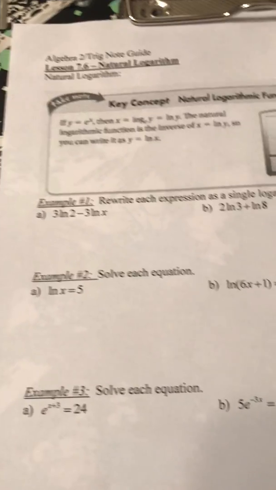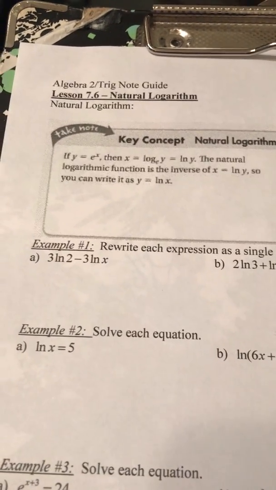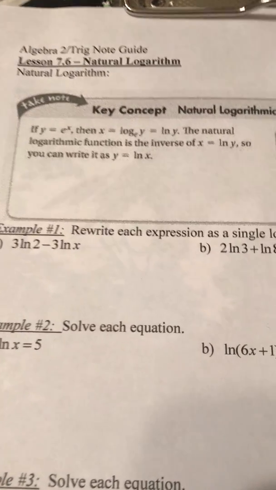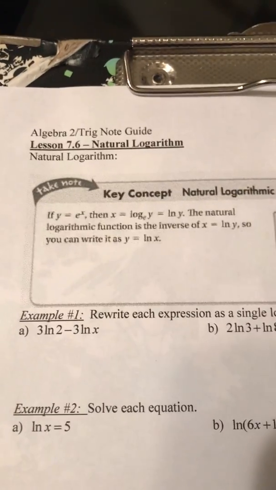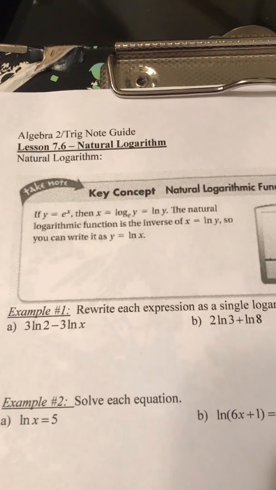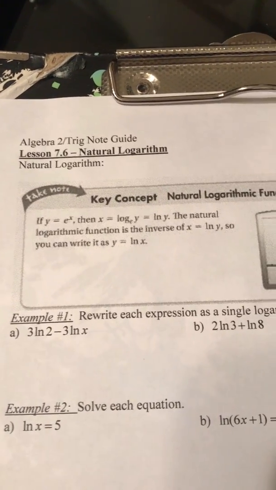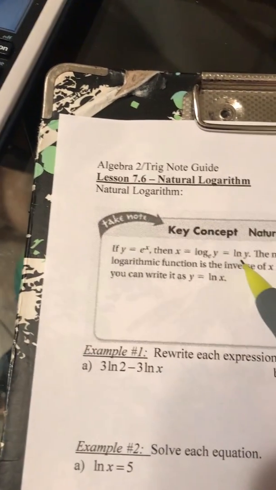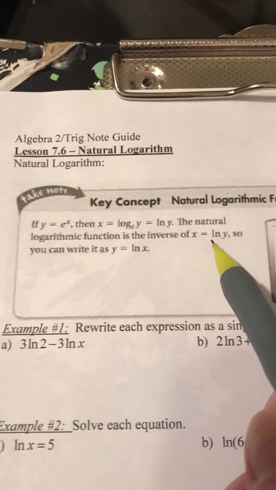Natural logarithms. I mentioned yesterday that it is very, very similar to what we've been doing. So if I am a natural logarithm, all I am is base e. Remember, e is approximately 2.71828, and so on. It's found on your calculator on the left-hand side. But if I am a natural logarithm, all that means is I'm a logarithm with base e. It's just got a fancy name.